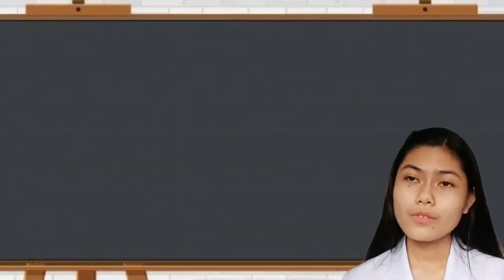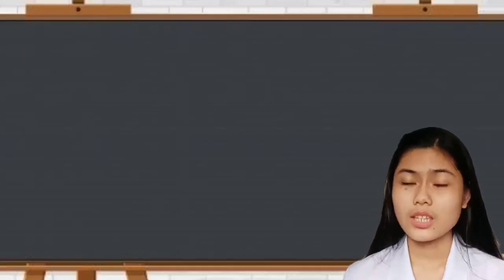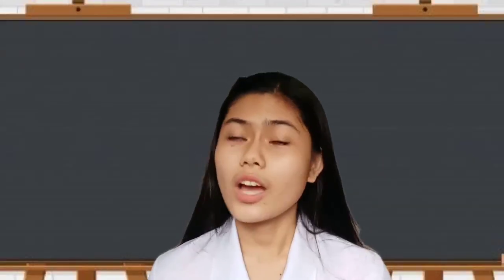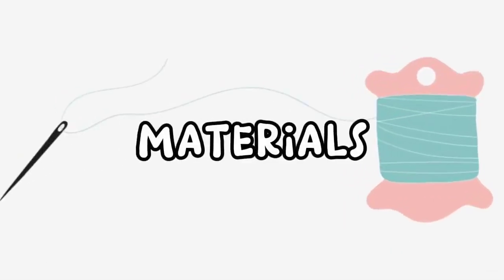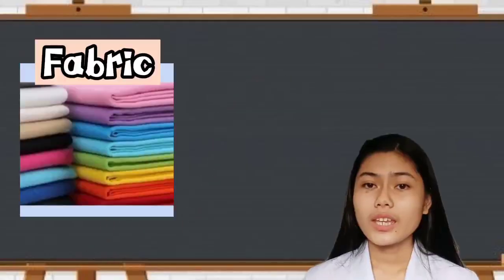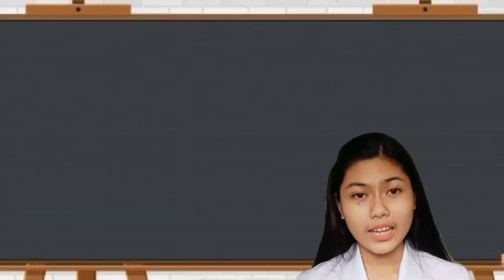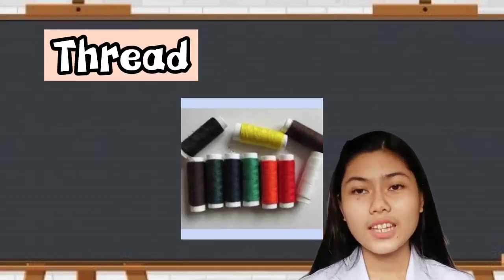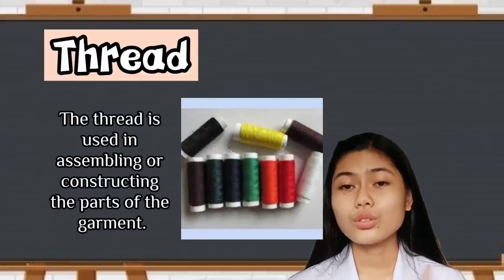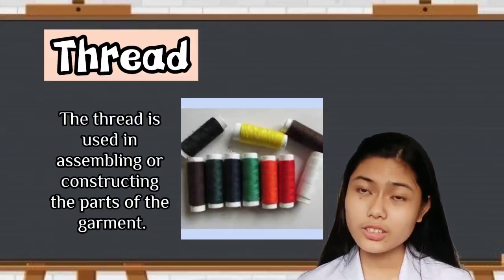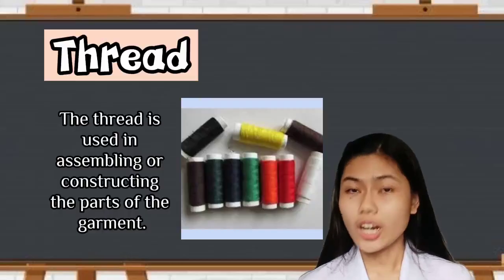Move on to the next sewing tools, the last tool, which is the other materials like fabric and thread. Fabric is the cloth used in making garments. And the thread, as usual, is the tool used in assembling and or constructing the parts of the garments.